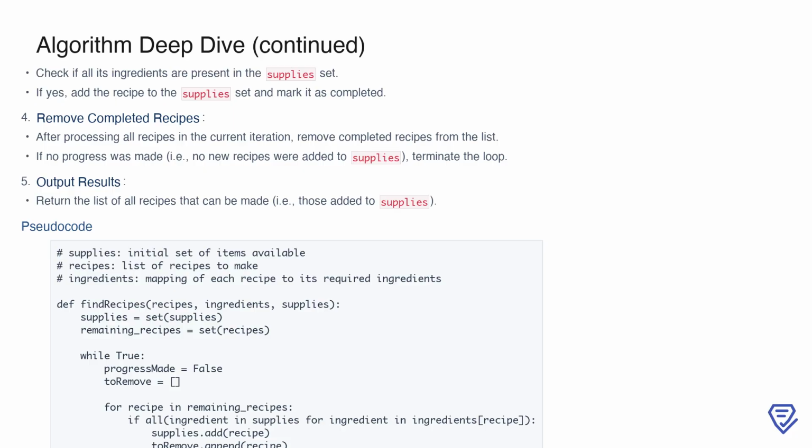If no new recipes are added to the supplies during an iteration, the progress flag remains false, and we terminate the loop. Finally, we return a list of all the recipes that were successfully added to the supplies, which represents the recipes that can actually be made using the given ingredients and their dependencies.